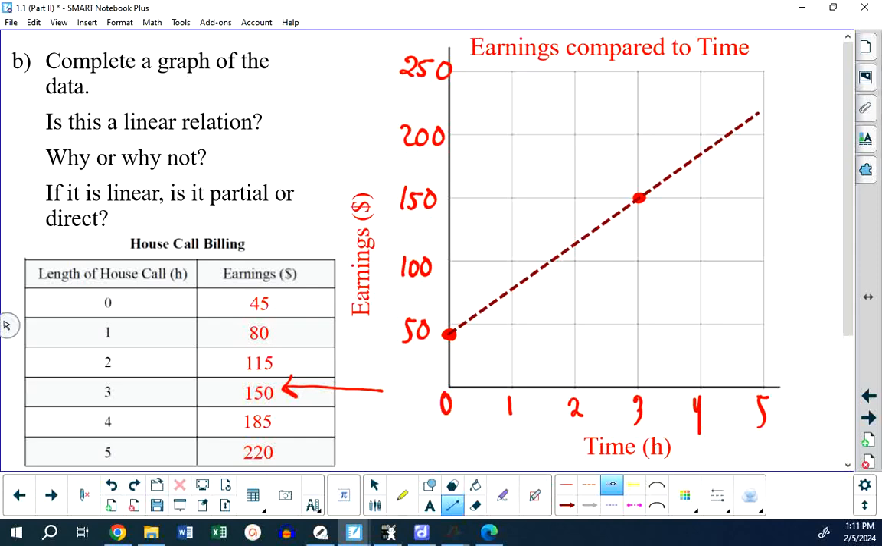You know, maybe some tradespeople charge by the quarter hour. But we don't need to worry about that. That's not what's important here in this lesson. So that's what the graph looks like.